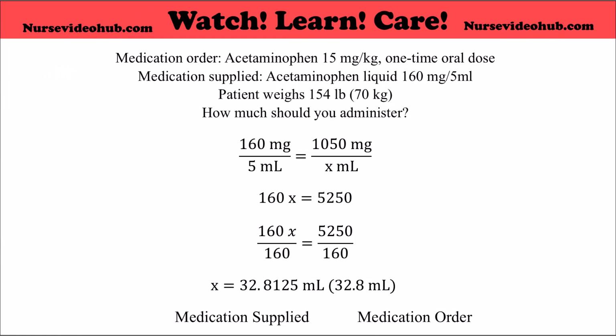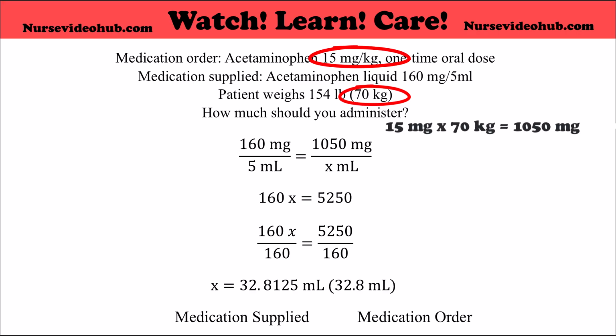Next, calculate the dose. The order reads 15 milligrams per kilogram. The patient weighs 70 kilograms. For every kilogram of body weight, the patient should receive 15 milligrams of the medication. 70 times 15 equals 1,050. The amount of medication ordered based on the weight is 1,050. Now set up the proportion.